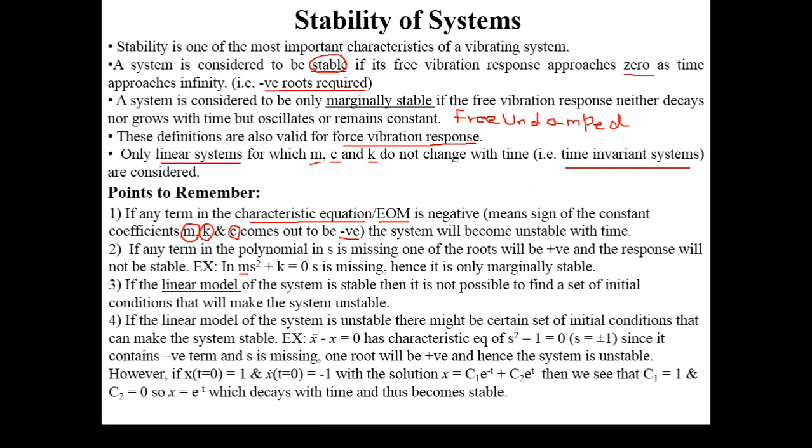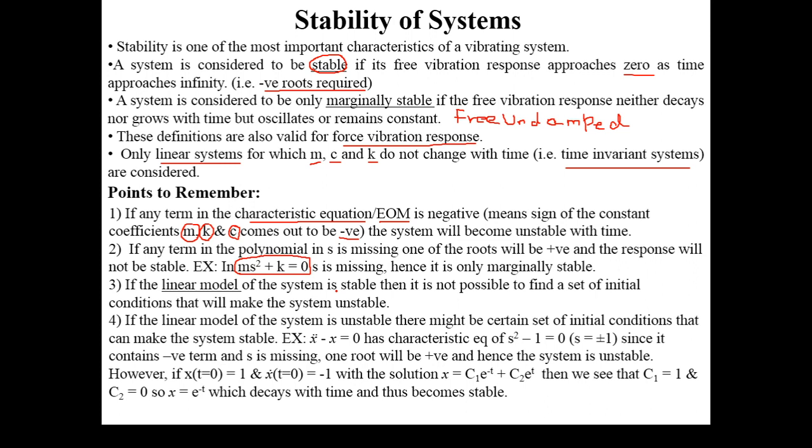So for example, if you look at this characteristic equation, this is the characteristic equation of a free undamped vibrating system. m s squared plus k equals 0, and here you can see that this characteristic equation is missing the term in s. So this polynomial is incomplete in terms of powers of s, because s raised to the power 1 is missing. Hence it is only a marginally stable system, it is not a completely stable system, because the s part is missing in this characteristic equation.